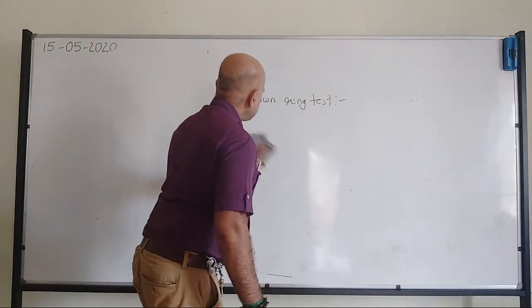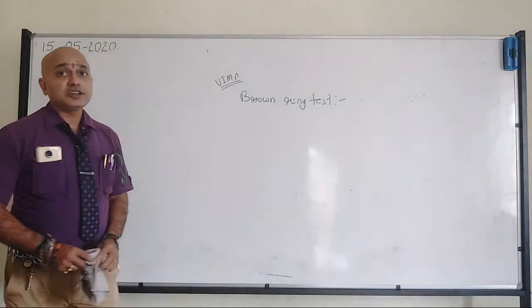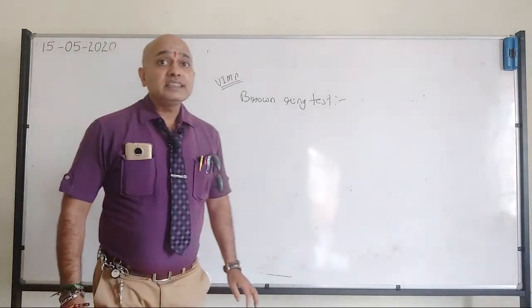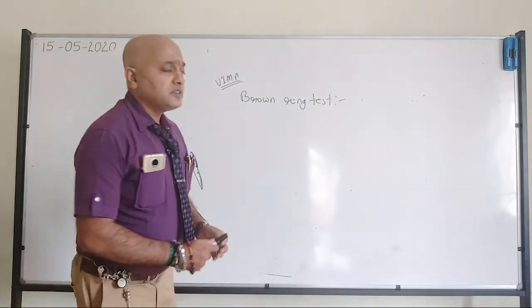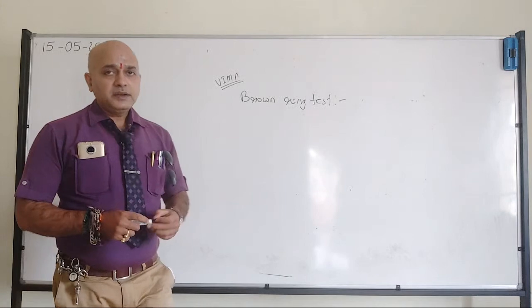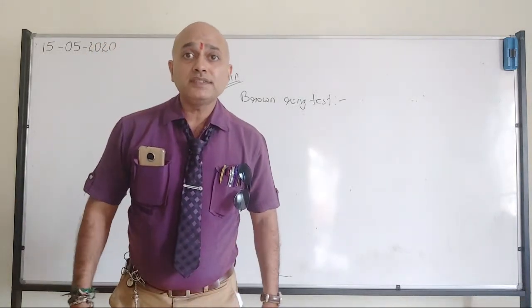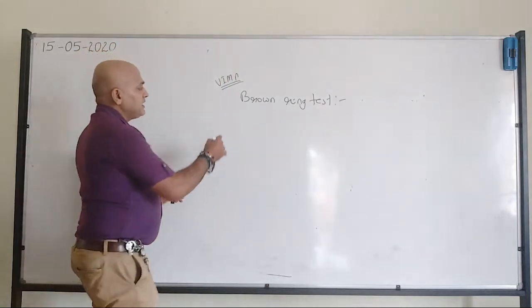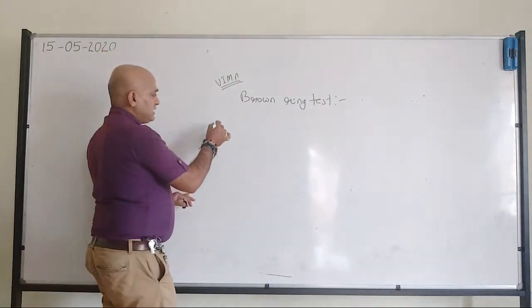Now the brown ring test is meant for the detection of nitrate. It may be from nitric acid or any other salt, but it is for detection of the nitrate in a given solution. Fine. So that is the intention of the brown ring test.